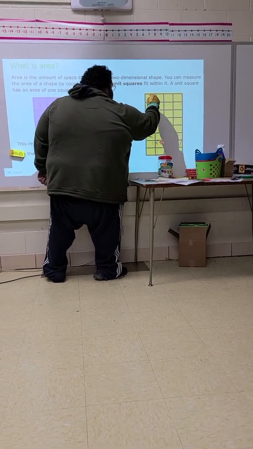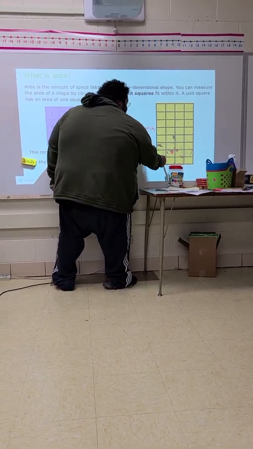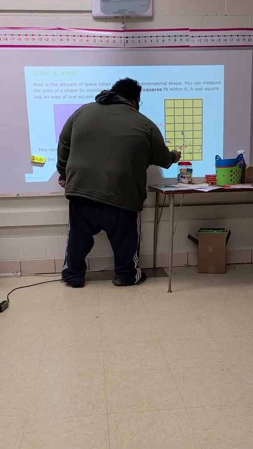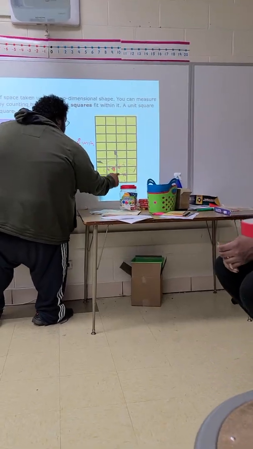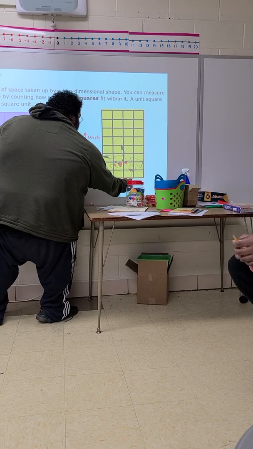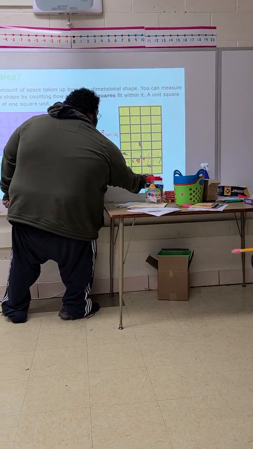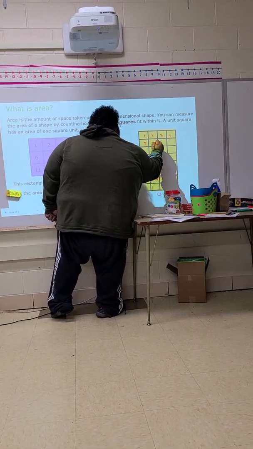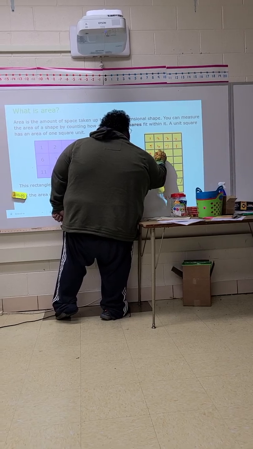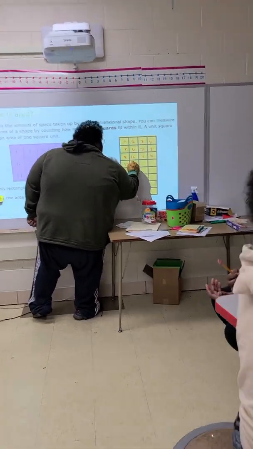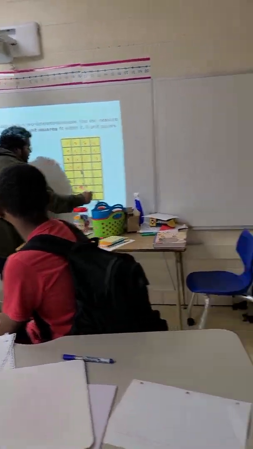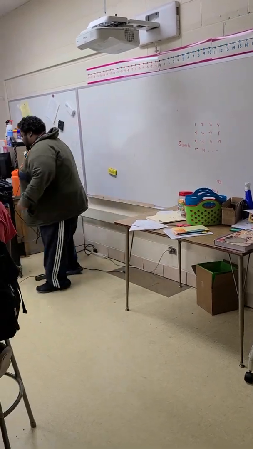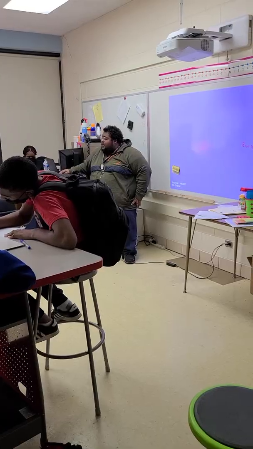So then we got 8 right here, and going this way, 4 units this way. So yeah, we could multiply, or if you can't multiply, you can go 1, 2, 3, 4, 5, 6, 7, 8, 9, 10, 11, 12, 13, 14, all the way down until you get to what? 32. Okay.